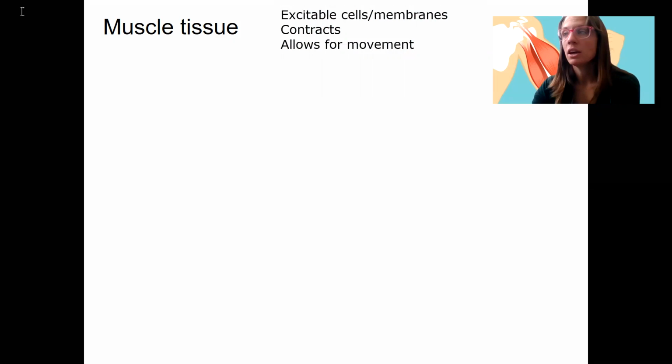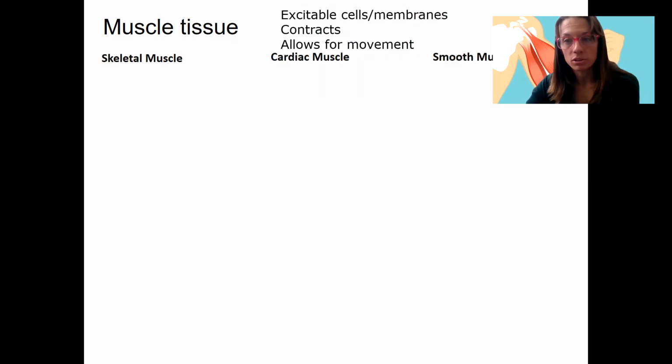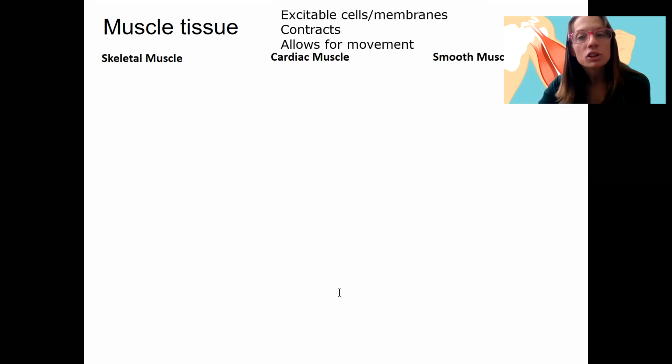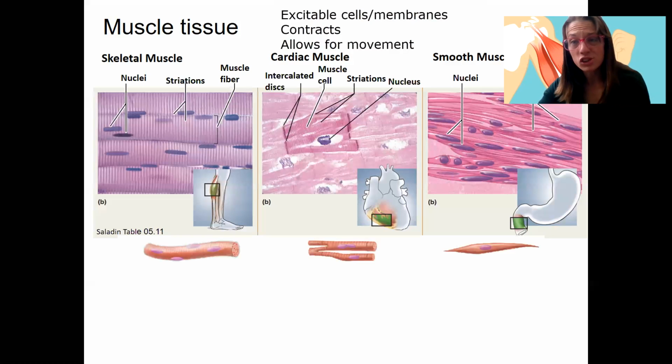Okay, what are the three types of muscle tissue? Can you name them? Skeletal muscle, cardiac muscle, and smooth muscle. These are the three types. So I'm going to briefly talk about each one, and then we'll be focused for the rest of the week on skeletal muscle. So let's go through each of these. Actually, starting over on the right side here and bringing up a whole bunch of pictures.